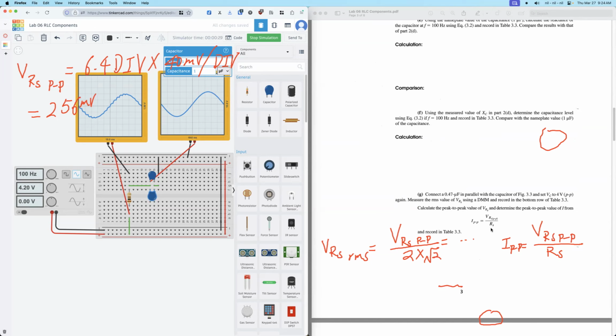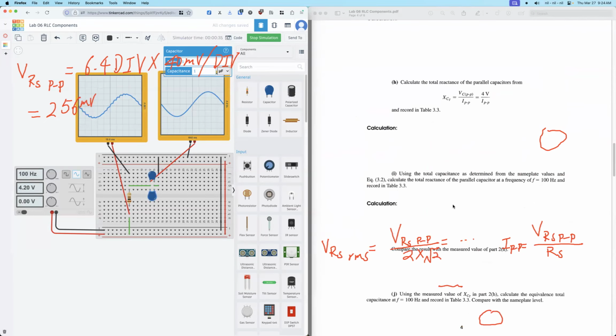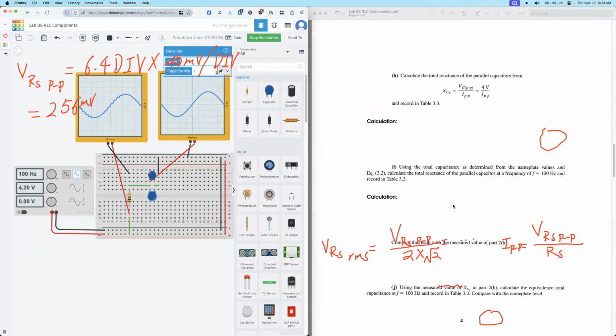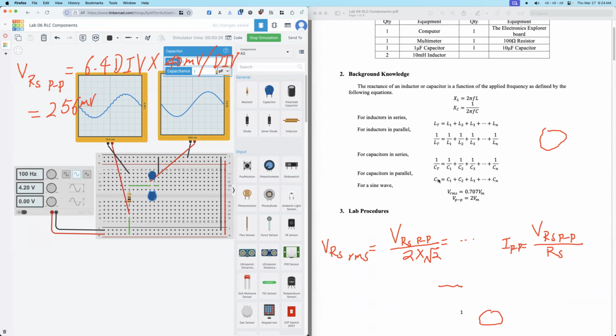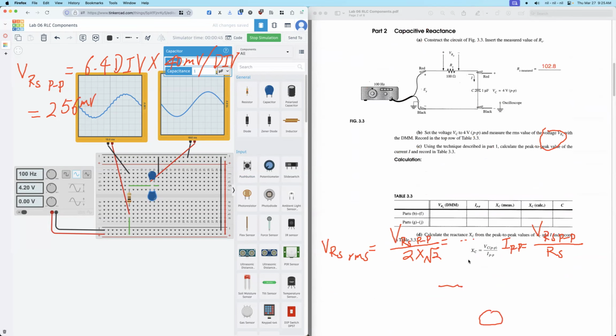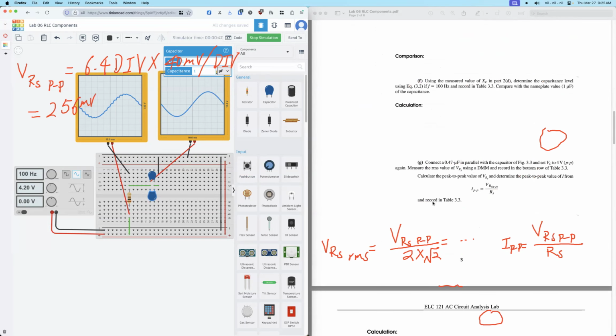Then the same process. You can get the current, then get another new XC. Then also compare with the nominal value. We know to get the total capacitance first, then use this formula to get the XC. This is the measured value. Then compare with the calculated value from Ohm's law. Okay, so this is the whole process.